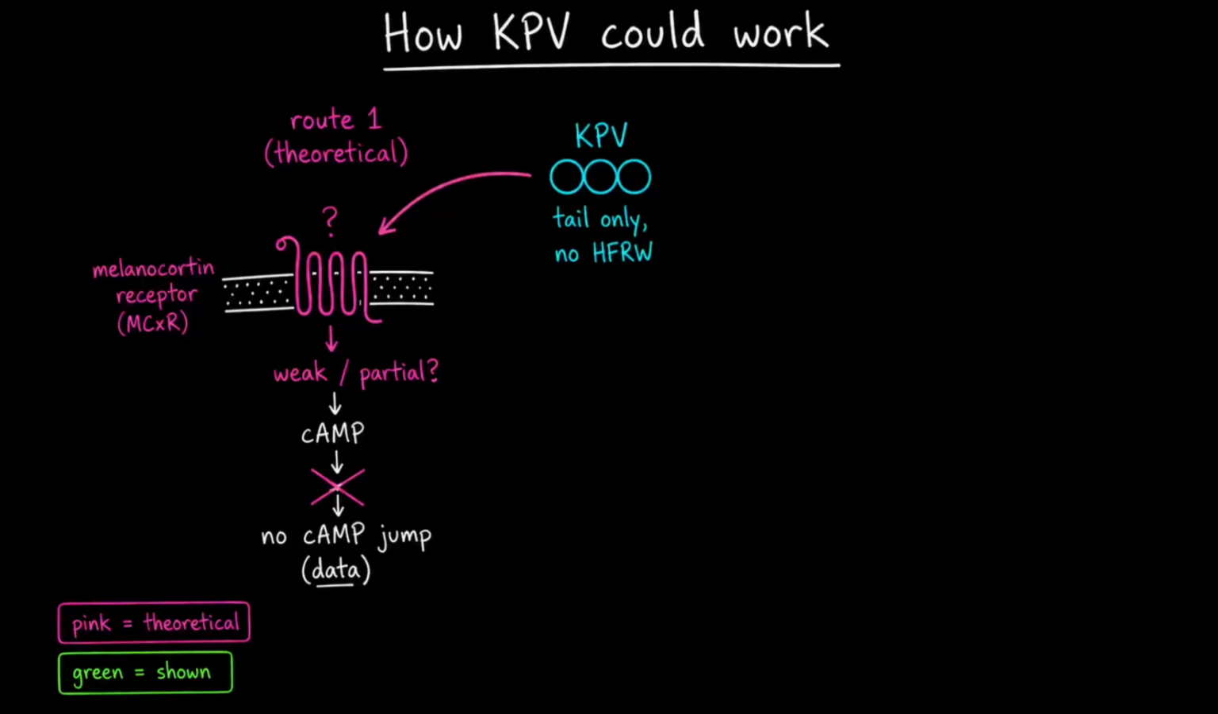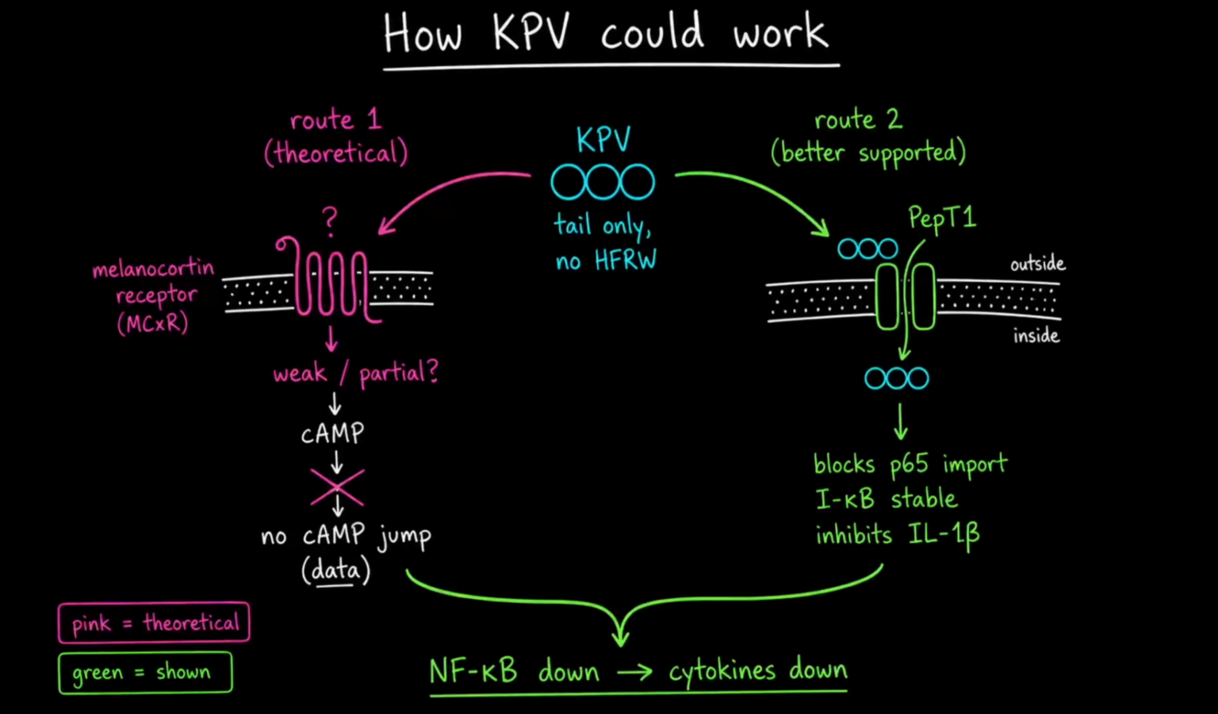But the problem is that the data don't really back up this idea in its classic form, because if KPV were activating the receptor the normal way, you'd expect to see a rise in cyclic AMP, since that's the textbook signature of melanocortin receptor signaling. That rise just isn't there, which makes a true receptor-driven mechanism hard to defend. The second explanation, in green on the right, fits the evidence much better.